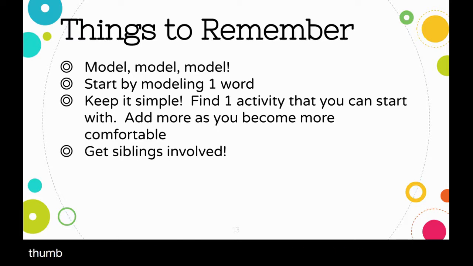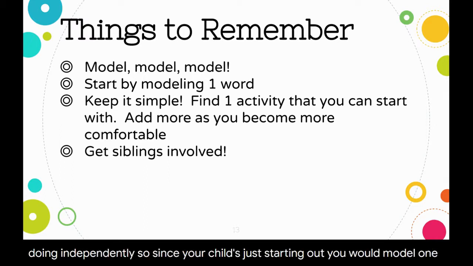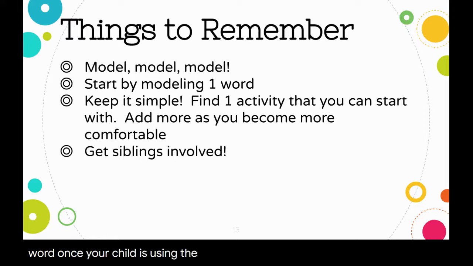A rule of thumb we like to follow at school is model one more word than what the child is doing independently. So since your child's just starting out, you would model one word. Once your child is using the device to say single words, we would start modeling 2 words, and so on. Another great strategy is to get siblings involved. Kids learn best from each other, and involving an older or even younger sibling can be motivating and engaging for your child.